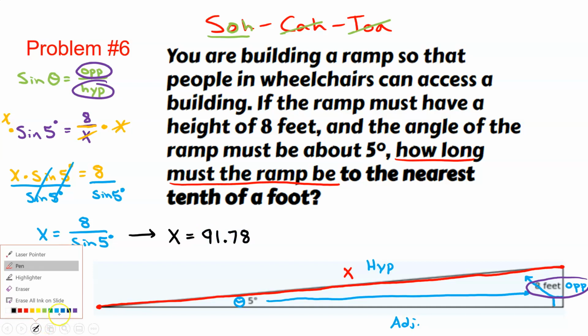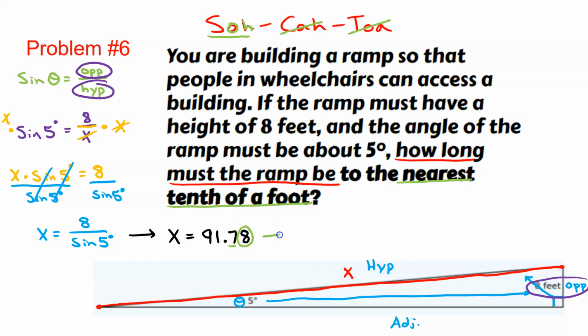We do want to round this answer to the nearest tenth of a foot. So again, one space after the decimal, that's the tenth place. So if I take a look to the right, that means that x is equal to... there to the right, it's an 8. So we are going to round up to 91.8. And this is going to be feet. So that right there is our final answer. How long the ramp must be: 91.8 feet.